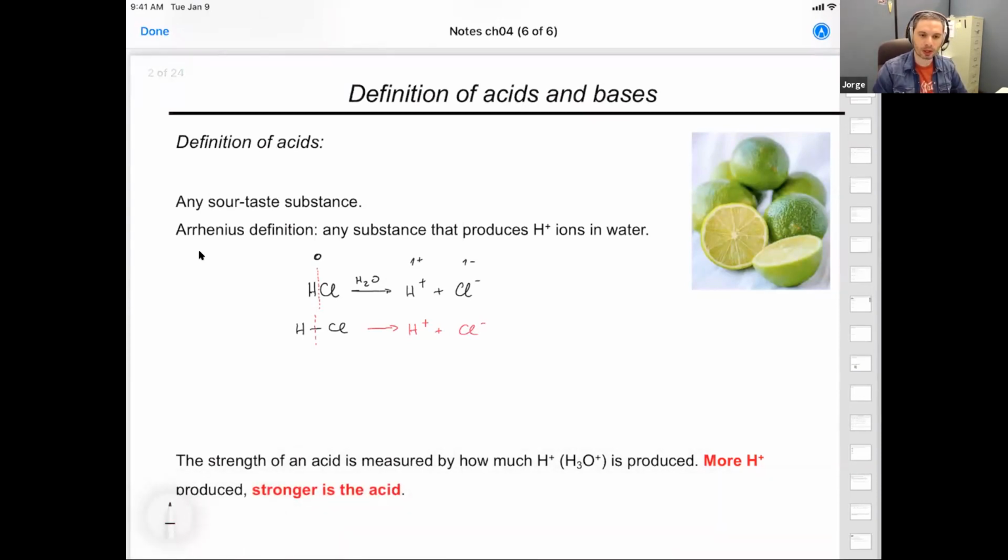Some people like to write the water as a reagent in this reaction. So in this case, what's going to be produced is H3O plus and Cl minus. To keep things simple, let's use the simple way, just H plus is more than enough. We don't need to overcomplicate by introducing the H3O plus ion.